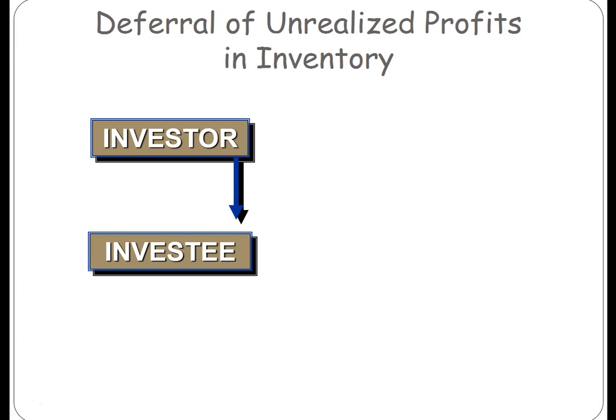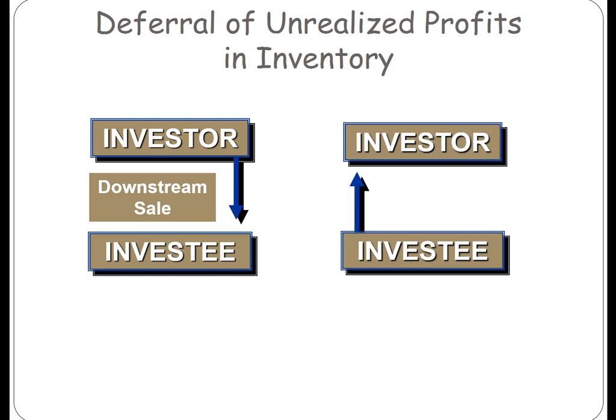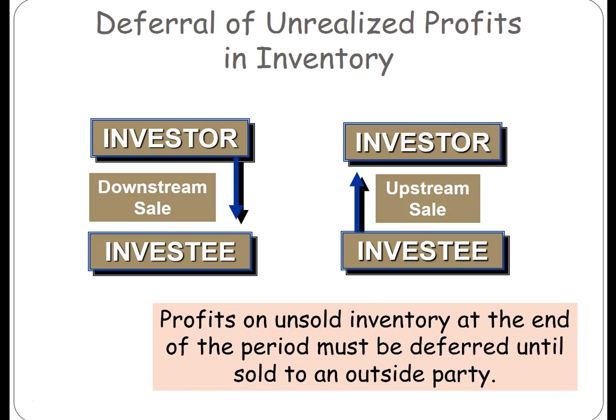Now there's going to be transactions between the investor to the investee, which is called a downstream sale. And then there's going to be transactions where the investee sells to the investor, which is called an upstream sale. Profit on unsold inventory at the end of the period must be deferred until sold to an outside party, regardless of whether it's downstream or upstream. So let's take a look at an example.